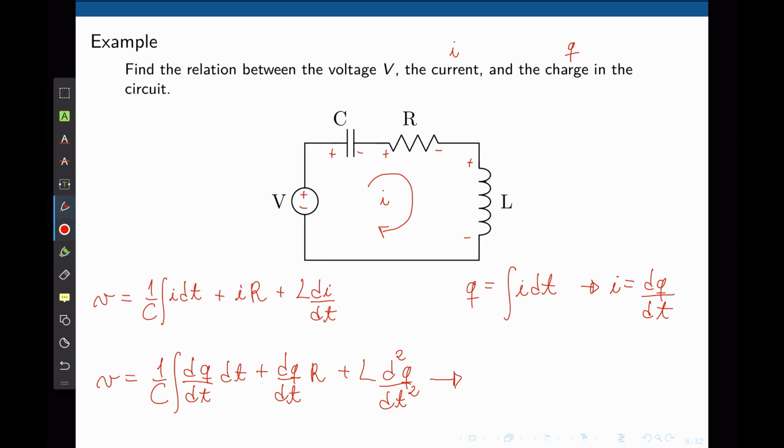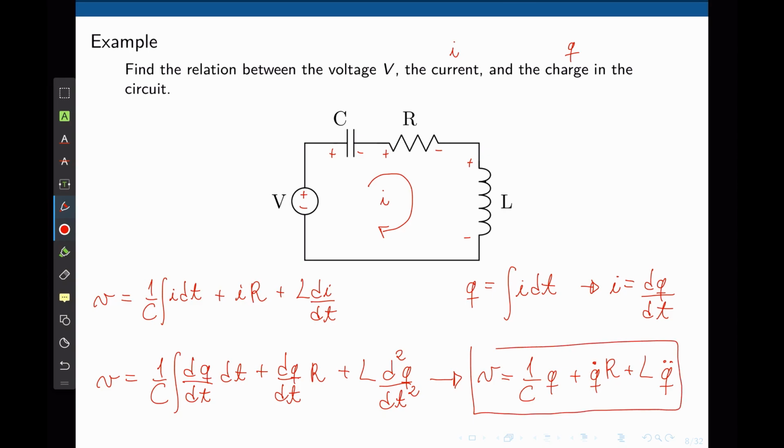If you rearrange this equation now, we have V equals to, the integral and the derivative cancel, 1 over C times Q plus dq dt, according to our convention that is Q dot, times R, plus L Q double dot. So here is the relation between charge and voltage, and here is the relation between current and voltage.